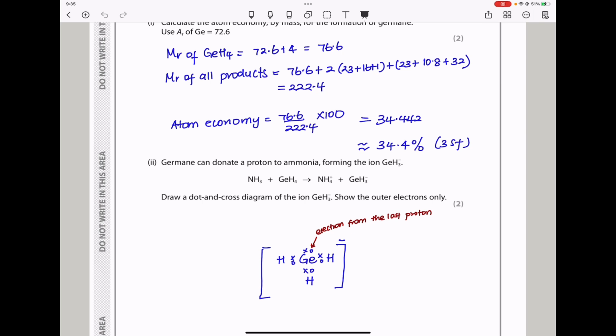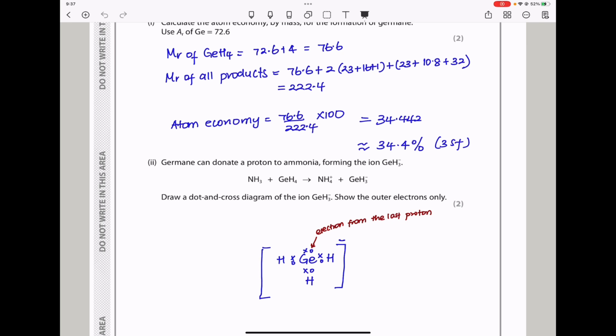The next part says, germanium can donate a proton to ammonia, forming the ion, which is that. This is the reaction that occurs. They say draw a dot and cross diagram of the ion, which is that. Show outer electrons only. Because a proton has been donated, it means both electrons have remained. Meaning, hydrogen was bonded here. When hydrogen leaves as a proton, it means one extra electron that was from that hydrogen was left behind. So this is the electron that hydrogen left behind as it was donated to ammonia.